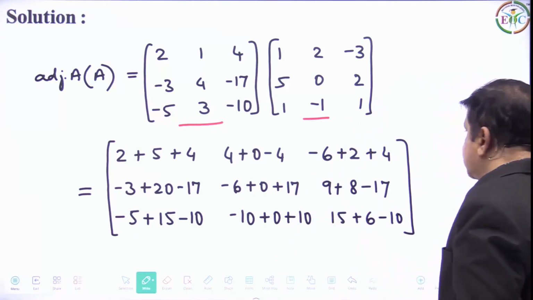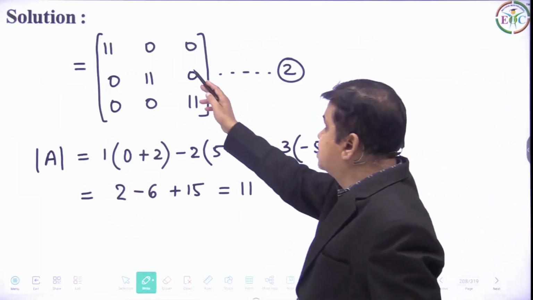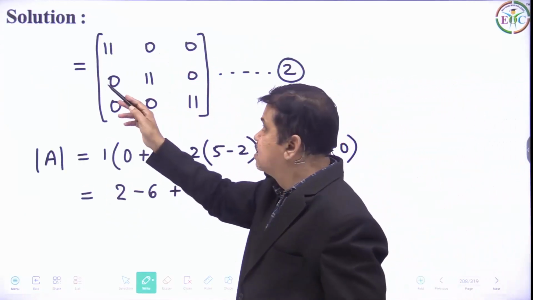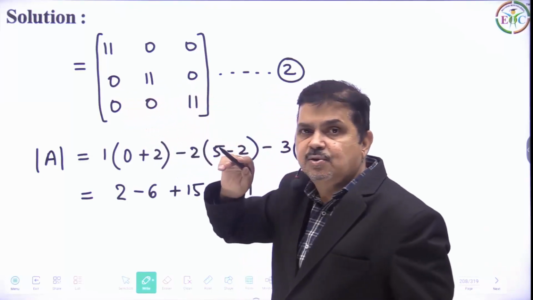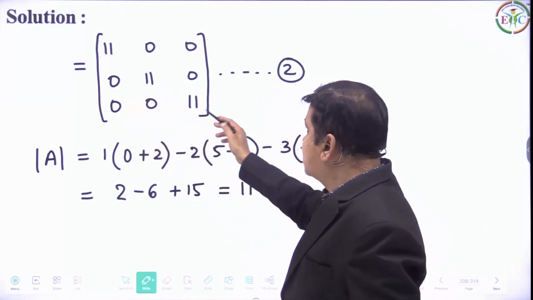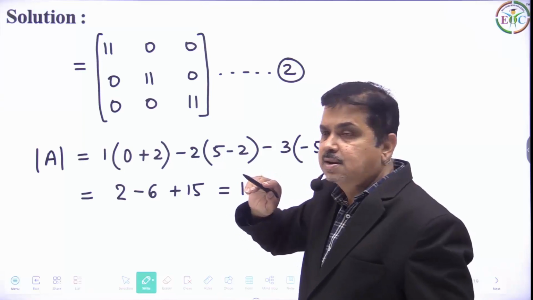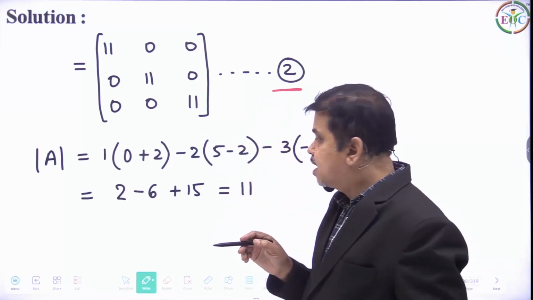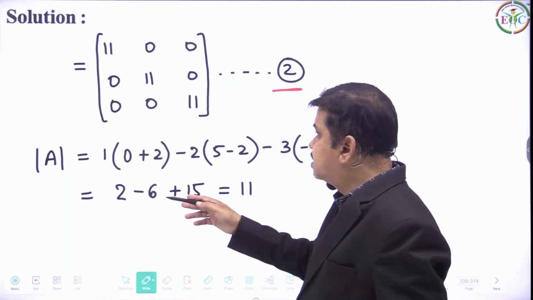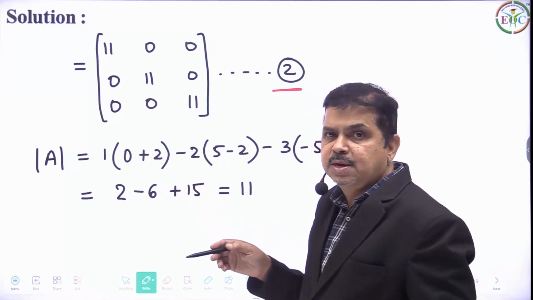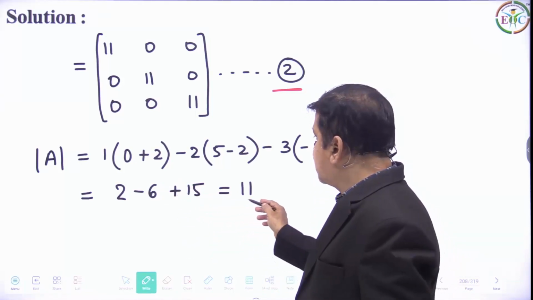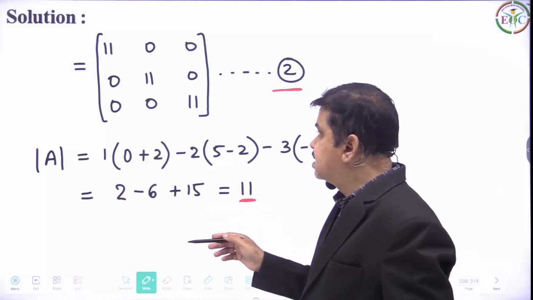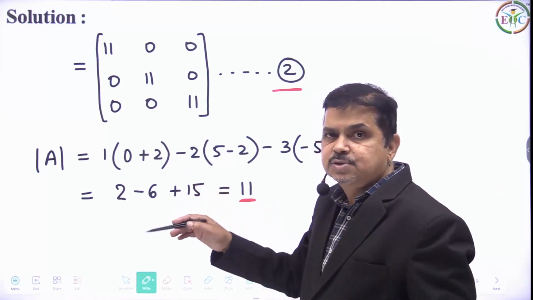So on simplification we get 11 0 0 as the first row, 0 11 0 as the second row, and 0 0 11 as the third row. You call this expression number 2. Now we have already evaluated the A determinant. The A determinant value is equal to 11, isn't it? That we have already evaluated.